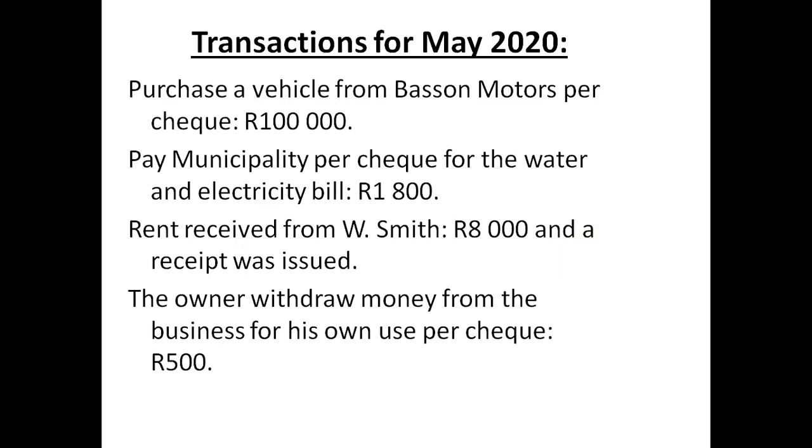Rent received from W. Smith, 8,000 Rand, and a receipt was issued. So first of all, who are the two friends here? Right, it's rent received, but remember the correct name of the account must be involved here, and that will be rent income and of course bank. Rent income and bank, and remember the amount, the 8,000 Rand.